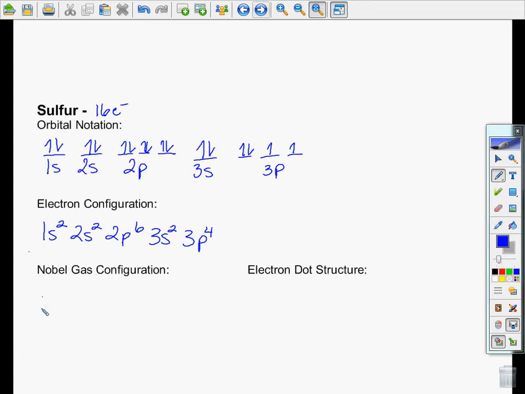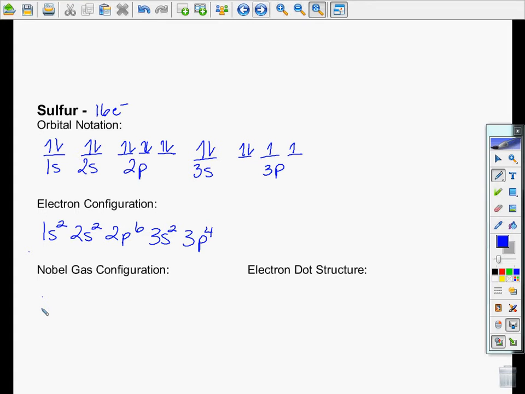Gold would have 17 electrons? Yes. Okay. All right. Now, noble gas. Which noble gas can we use for sulfur? Helium. No. Oxygen's not a noble gas. Neon. Argon. We can use neon, right? Why can't we use argon? Because that's the third shell. Argon has 18. We only have 16, right? But we can use neon. Neon represents the first 10 electrons, okay?